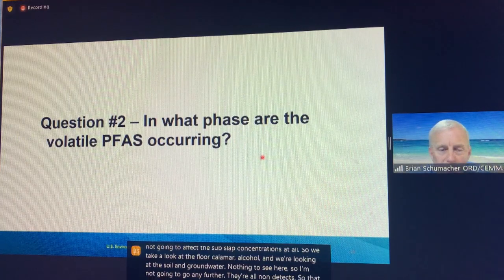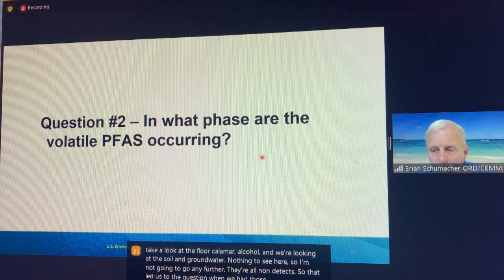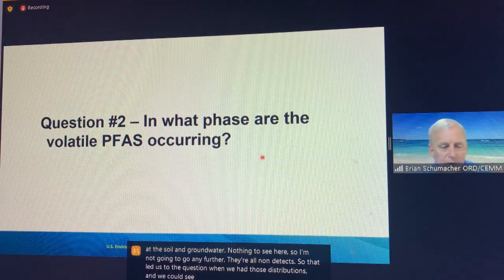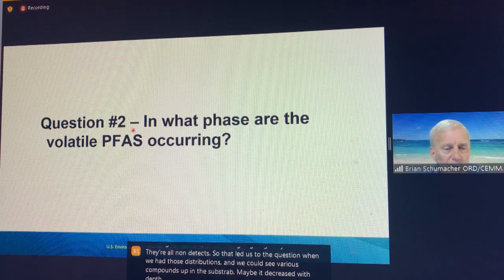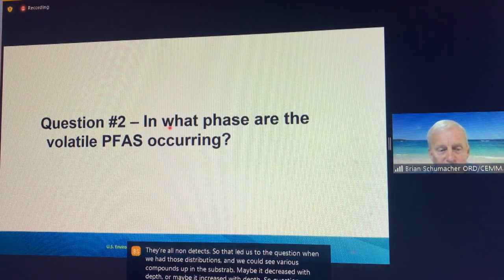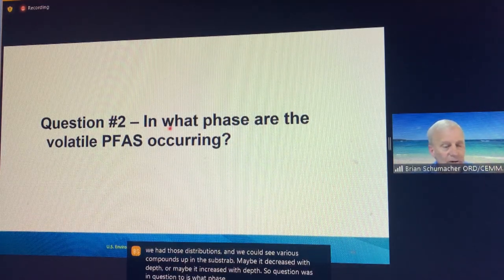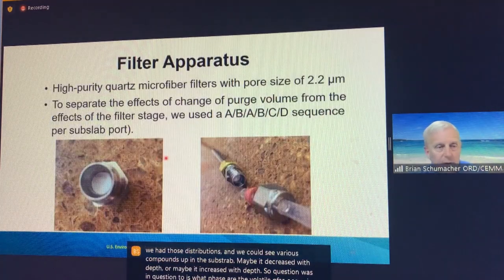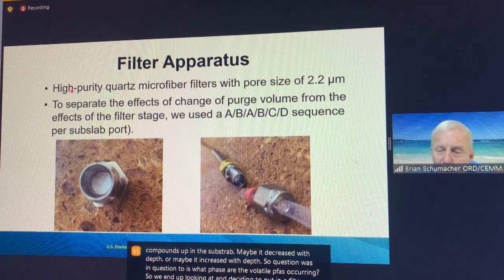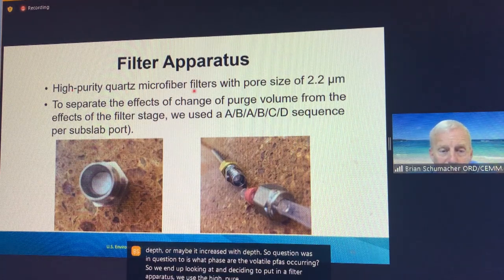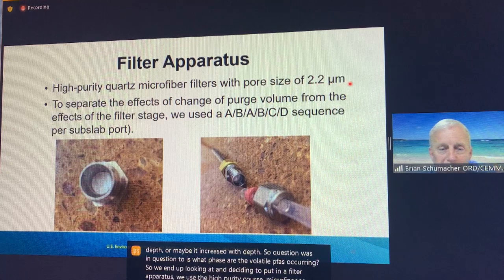So that led us to the question, when we had those distributions and could see various compounds up in the subslab, maybe it decreased with depth, or maybe it increased with depth. So question 2 was: what phase are the volatile PFAS occurring in? So we decided to put in a filter apparatus. We used a high purity quartz microfiber filter with a pore size of 2.2 microns.